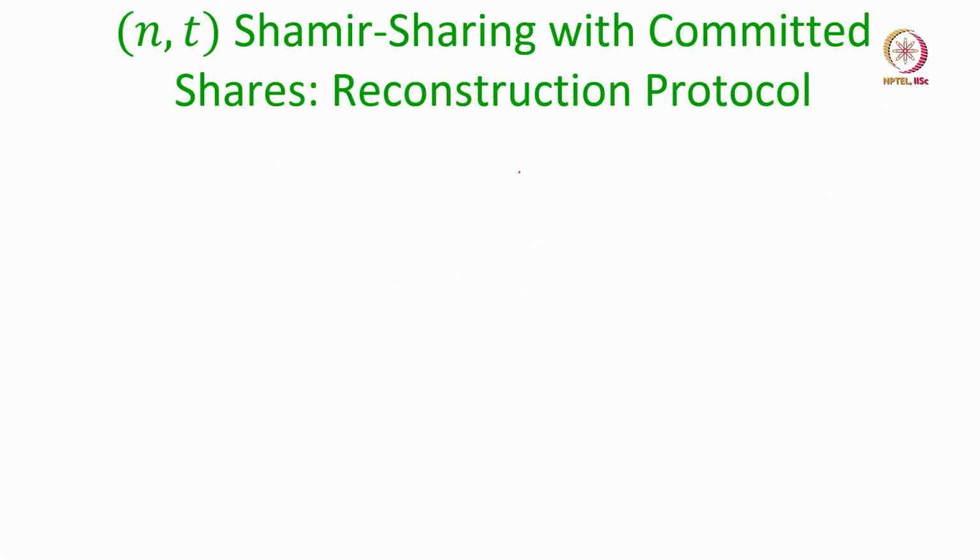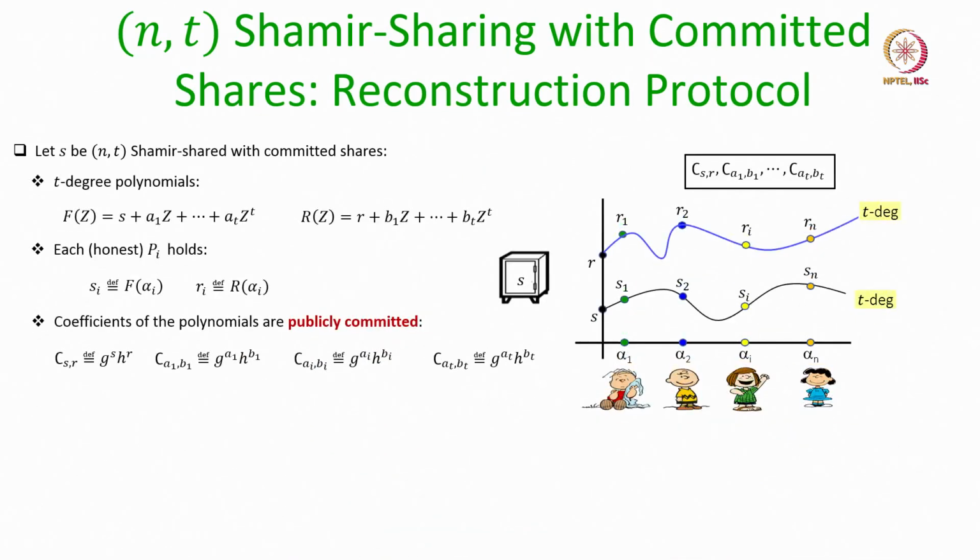Now, what will be the reconstruction protocol to reconstruct Shamir shared data with committed shares? Imagine there is a value s which is already Shamir shared with committed shares. You want to reconstruct the value s and say we are in the setting where t is less than n over 2.